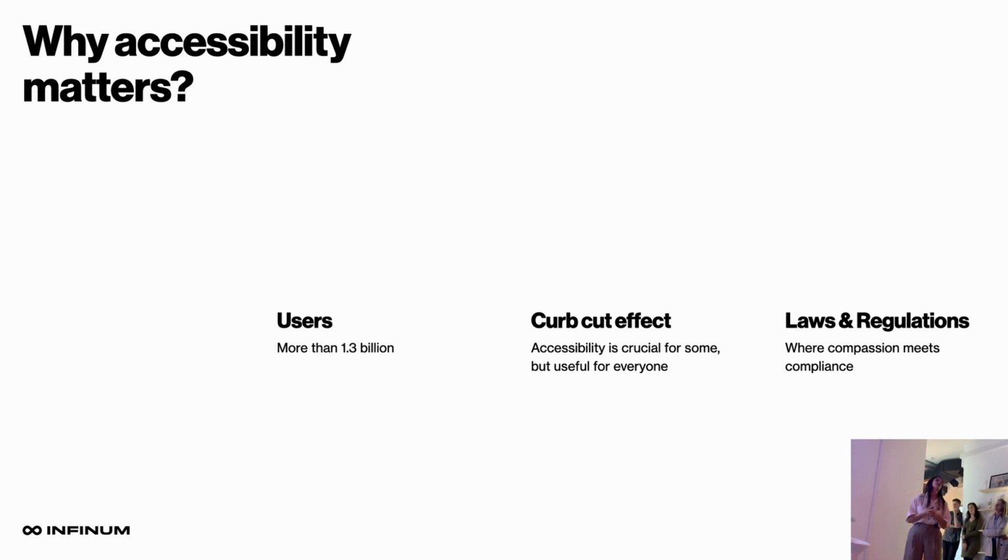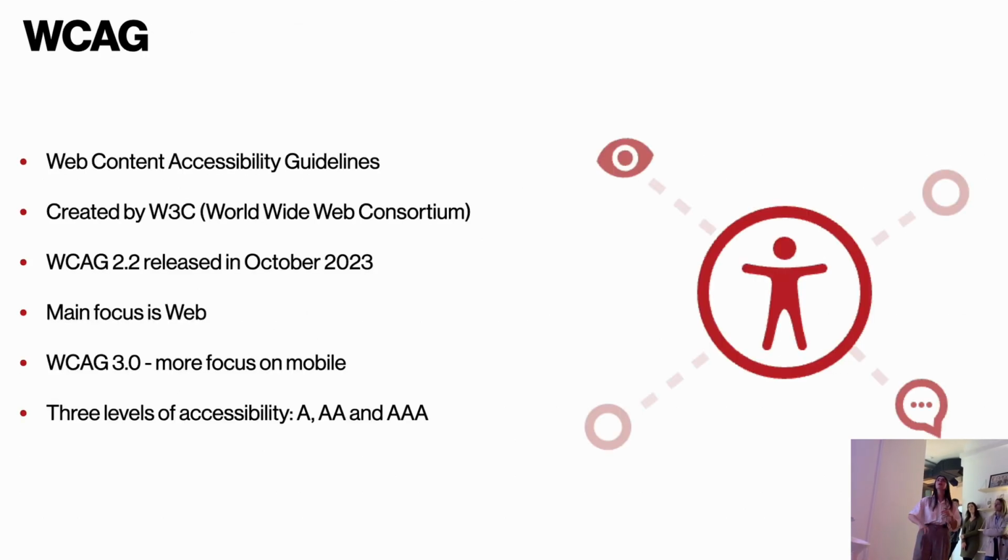And the third reason why accessibility is really important, and what we need to keep in mind, is laws and regulations. Tamara already mentioned that there is a new regulation coming soon, called the European Accessibility Act. I will tell you more about it. But before we jump into the laws and regulations, we first need to understand the guidelines that all of those laws and regulations are based on.